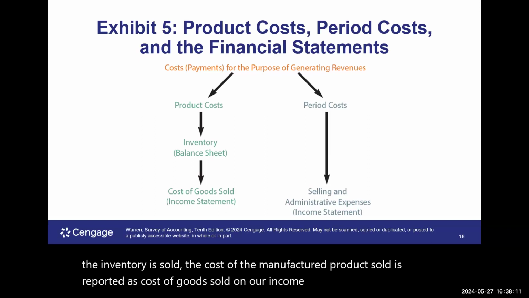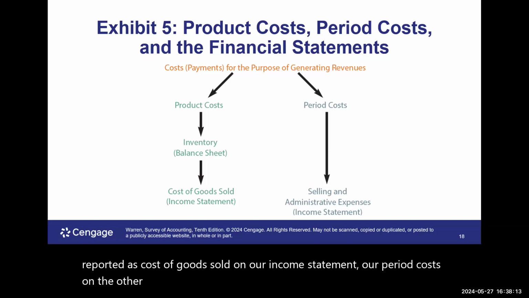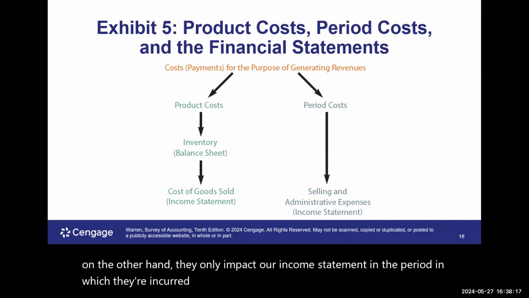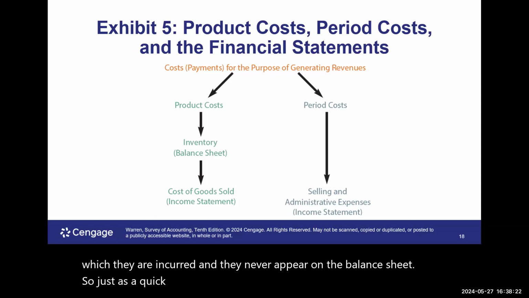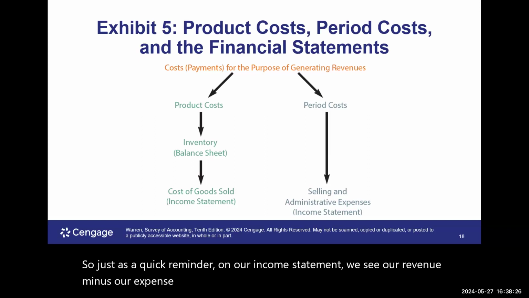Our period costs, on the other hand, only impact our income statement in the period in which they're incurred, and they never appear on the balance sheet. So just as a quick reminder, on our income statement we see our revenue minus our expense accounts, and on our balance sheet there are our assets, liabilities, and stockholders' equity accounts.